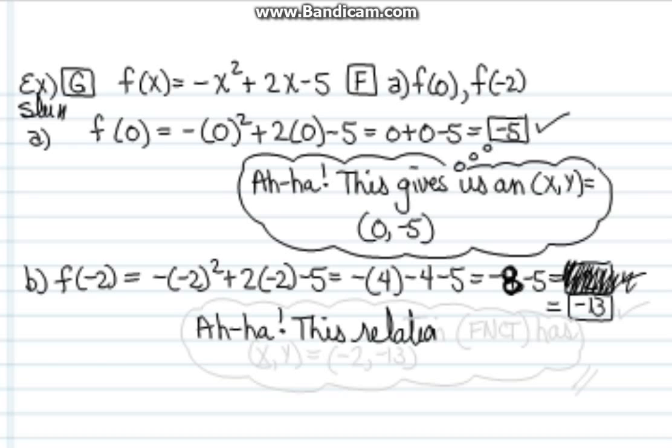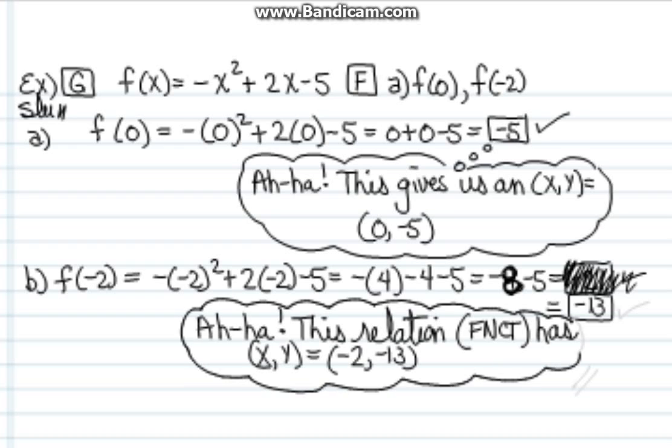So I go, aha, this is a relation or function. This relation or this function has the ordered pair (x, y) equals negative 2 for the x coordinate, comma, and negative 13 for the y coordinate. So what I wrote in the clouds was more than they asked for. I just thought I would give a little more. But the answers are in the boxes.